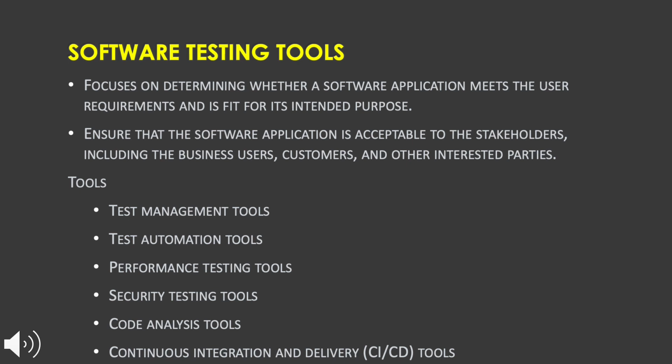Code analysis tools. These tools are used to analyze the code of software applications to identify defects, security vulnerabilities, and performance issues. Examples include SonarQube, Checkmarx, and Veracode. Continuous integration and delivery, CI/CD, tools. These tools are used to automate the build, testing, and deployment of software applications. Examples include Jenkins, Travis CI, and CircleCI.